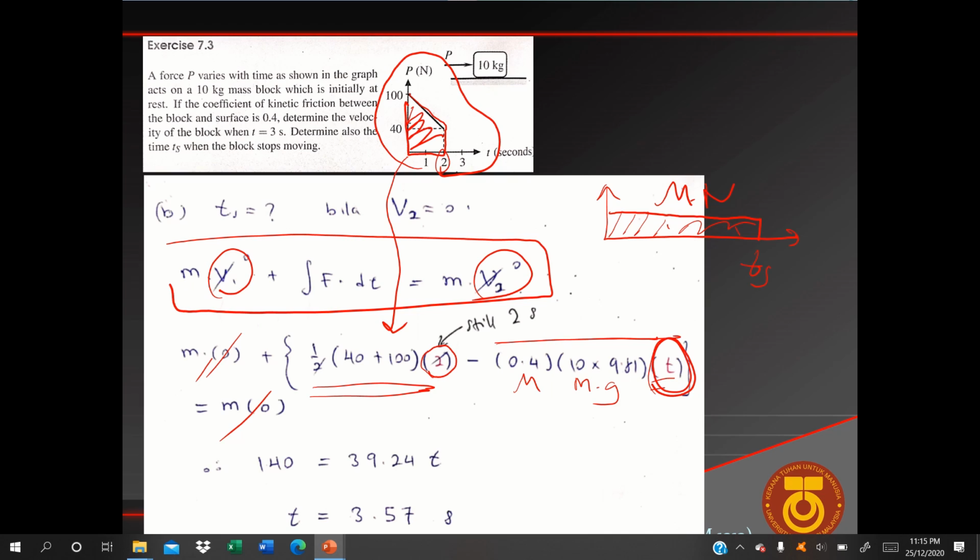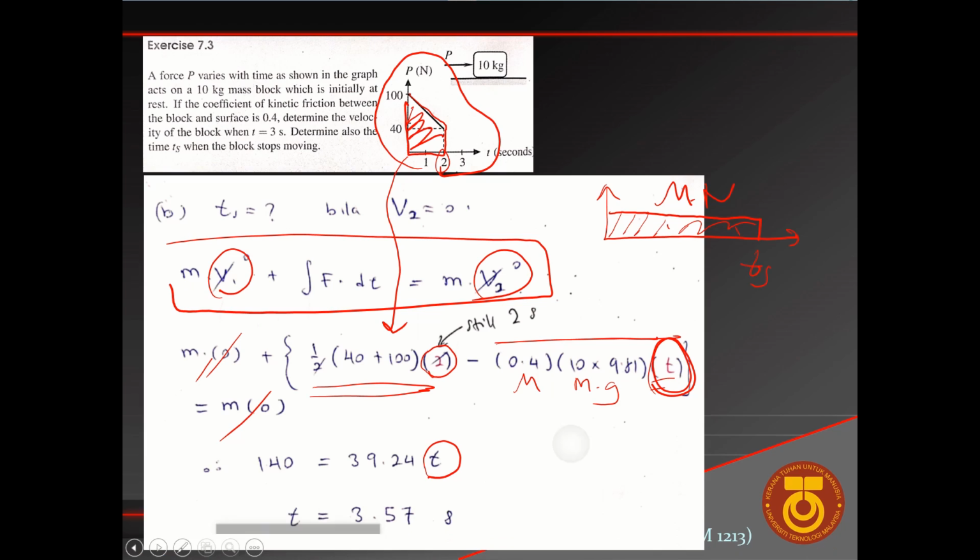Okay, so what we call it is impulse. So simplify this one, you have the t, and then calculate, you get t equal to 3.57 seconds. Okay, so that's it for the impulse. If the question asks you to find the impulse, actually this is the impulse. If there is a friction, you put force minus friction. If there is no friction, you just calculate using this area under the graph.